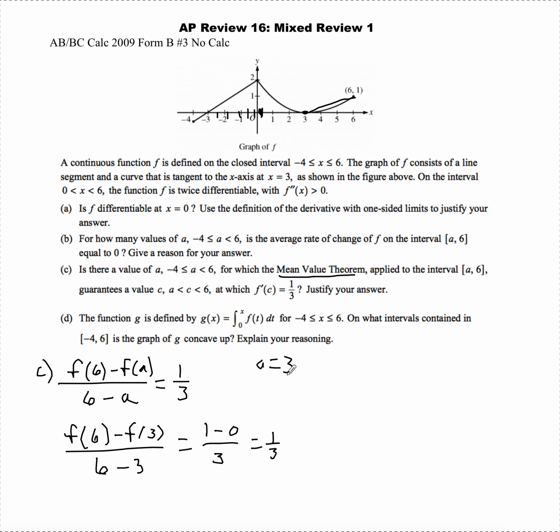So now I just got to write that stuff out. So they say, is there a value? Yes, A is 3. Then I can say all my mean value stuff. F is differentiable on the interval 3 to 6. And you technically got to say it's continuous on the closed interval. So, differentiable on 3 to 6 and continuous on the closed interval 3 to 6.